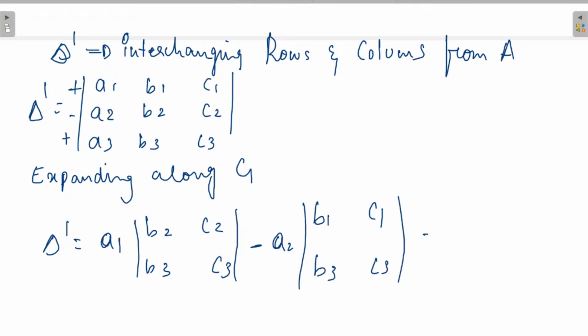Here plus A3. What will be A3, dear? A3 will be, first we will delete this C1 and this R3. That will be B1, C1, B2, C2.